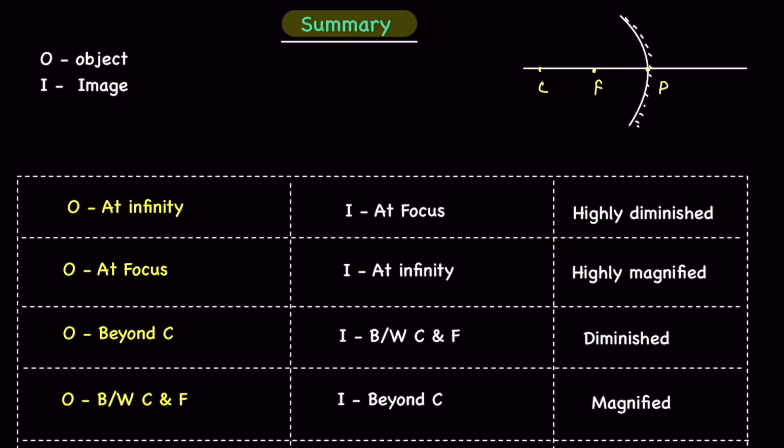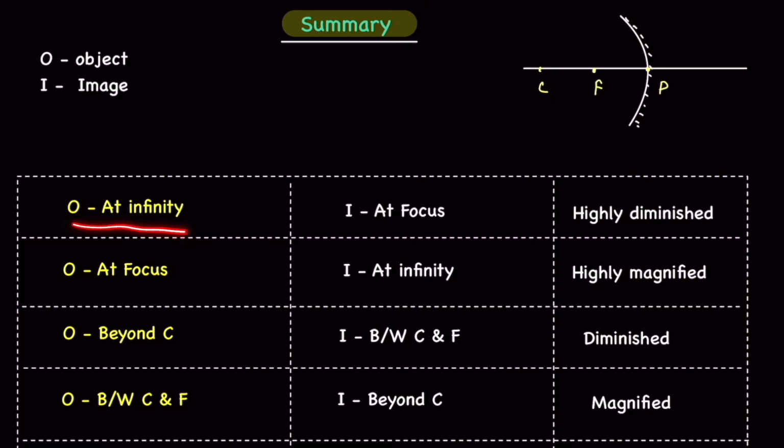I summarize ray diagram and image formation in a concave mirror so it will be easier for you to remember. So O represents object and I represents image. So in the ray diagram, we notice that when the object is at infinity, image is at focus and the size of image is highly diminished. If I change this, means object is now at focus, so image is formed at infinity and it is highly magnified. So basically it's a reverse.